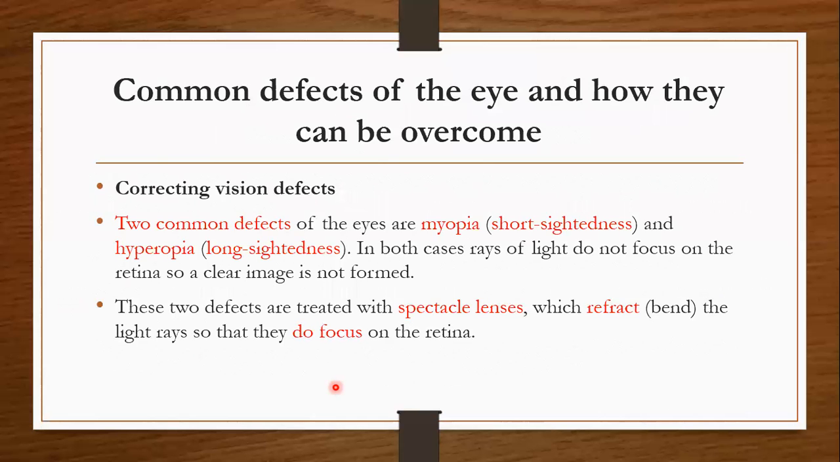Okay. The two common defects of the eye that you come across and how they can be overcome. The two common defects of the eye are myopia, short-sightedness, and hyperopia, the long-sightedness. In both cases, the light rays do not focus on the retina. Either they focus in front of the retina or they focus behind the retina, so a clear image is not formed. And these two defects are treated with spectacle lenses which refract the light rays, so they do focus on the retina.